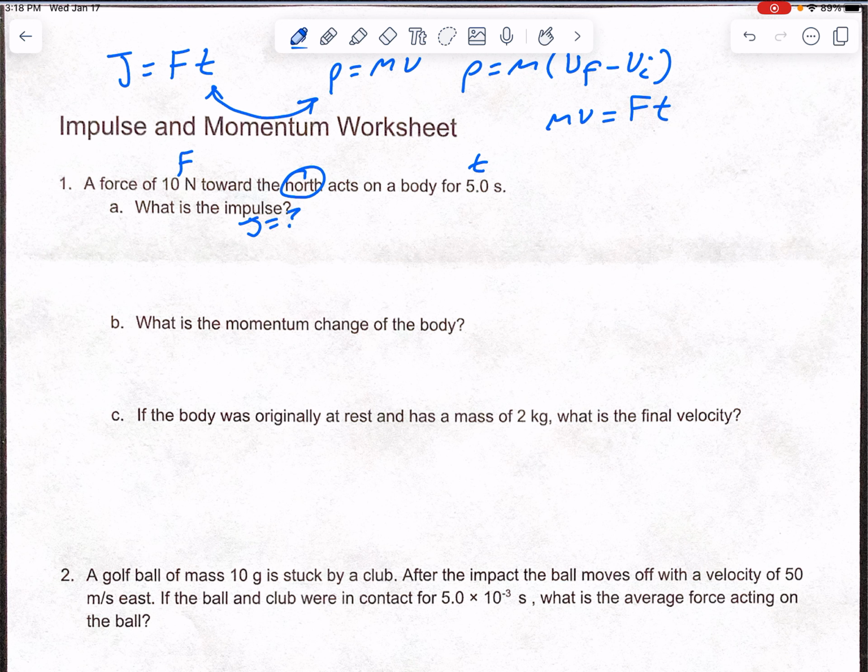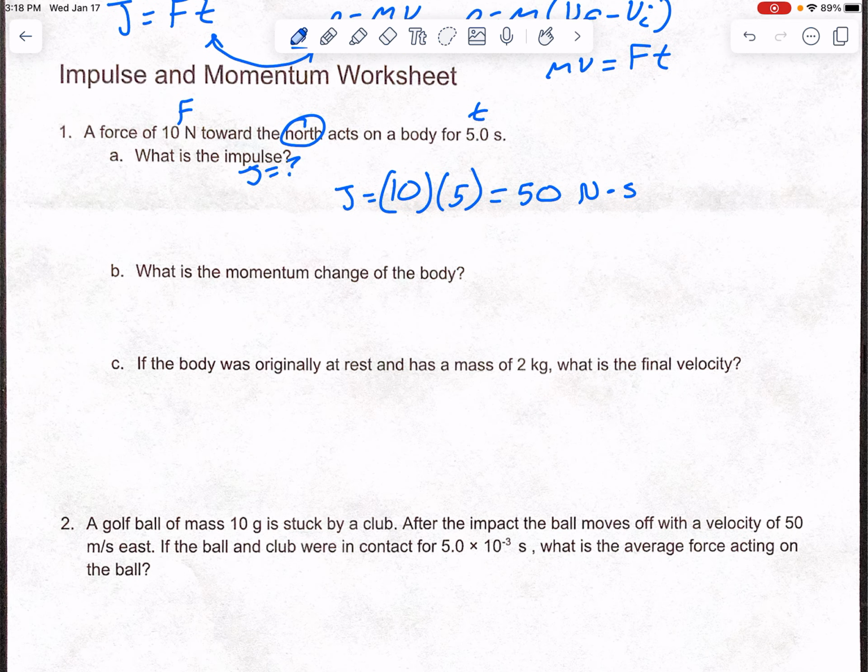Well, this is going to start off pretty easy. Impulse equals force times time. So J equals 10 times 5, and you're going to get a value of 50. Your units are force in newtons, time in seconds, so newtons times seconds. Now B, what is the momentum change? Remember, impulse and momentum change are the exact same thing. Impulse is just a change in momentum. If you know one, you know the other. So therefore P equals 50.